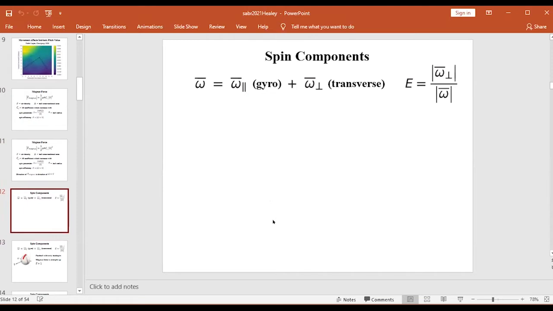Now, it's easier to understand the spin efficiency if we break the spin vector up into components. So here we're taking the spin vector, this omega, and we can write it as a part that is parallel to the velocity. That's called the gyrospin, and a part that is perpendicular to the velocity. That's the transverse spin, also sometimes called the active spin or the useful spin. And then the spin efficiency is this ratio of the magnitude of the transverse spin to the magnitude of the spin vector.